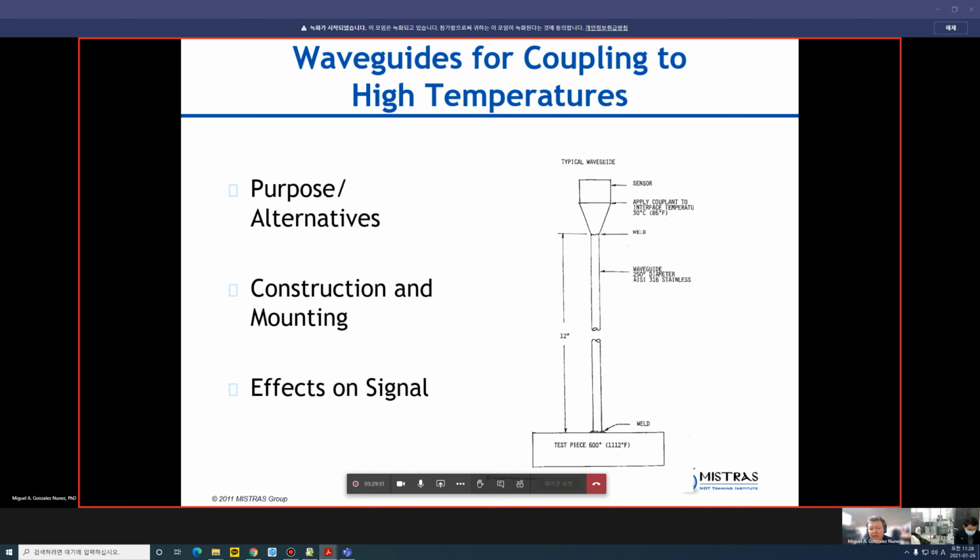And again, you couple the sensor here with silicone grease to detect the signals coming from the test piece, traveling through this metallic rod, and arriving at this base of the waveguide.